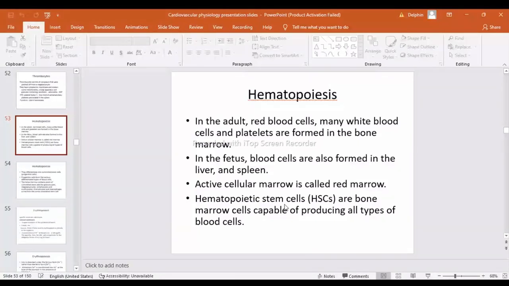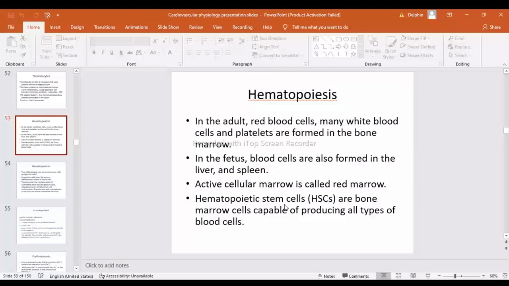For hematopoiesis, hematopoiesis is the formation of blood cells, including red blood cells. Many white blood cells in blood are formed in bone marrow. I think you know what bone marrow is. Do you understand bone marrow? And also in the fetus, blood cells are also formed in the liver and spleen. Okay?